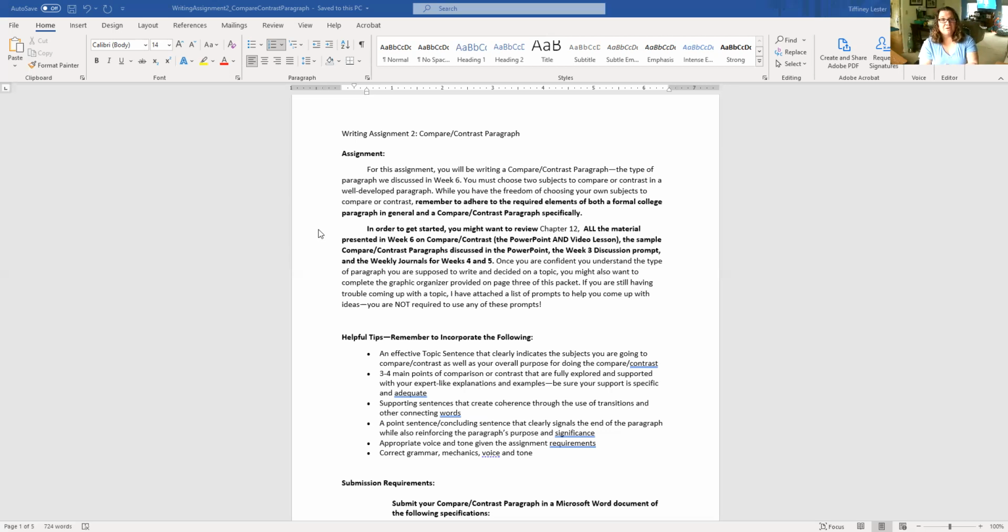Use the PowerPoint from this week to help you with the organization. You need to create coherence in your supporting sentences by using transitions and connecting words. Make sure that everything flows from one idea to the next, that things aren't just randomly placed in the paragraph. There should be logic to how you've ordered the main ideas, and there should be coherence that connects all of your thoughts. Make sure that you end the paragraph with a point sentence, a concluding sentence that wraps up the paragraph and reminds us of your focus.